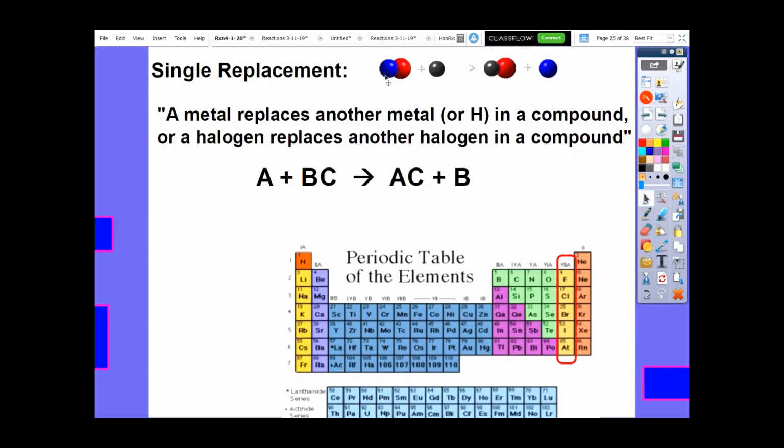So here, in my element drawings, I have my blue circle, red circle, plus black circle. And then I get black circle, red circle, plus blue circle. So what's happening here is a metal replaces another metal or hydrogen. Hydrogen is kind of considered a metal or treated like a metal in this case in a compound. Or you might get reactions where a halogen replaces another halogen in a compound. So just a reminder, my halogens are right here: fluorine, chlorine, bromine, iodine. Sometimes astatine is also counted there.